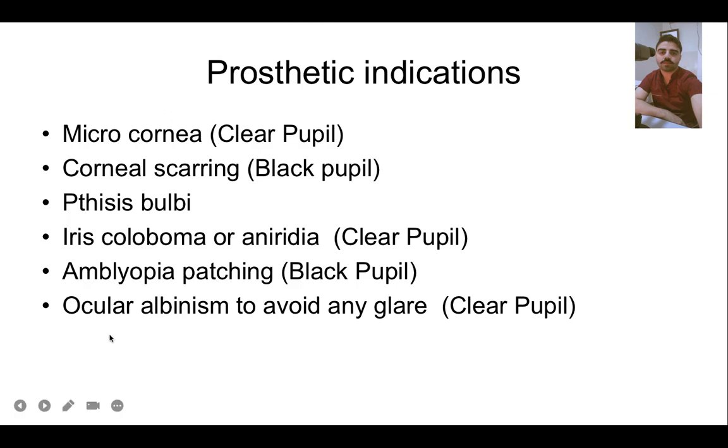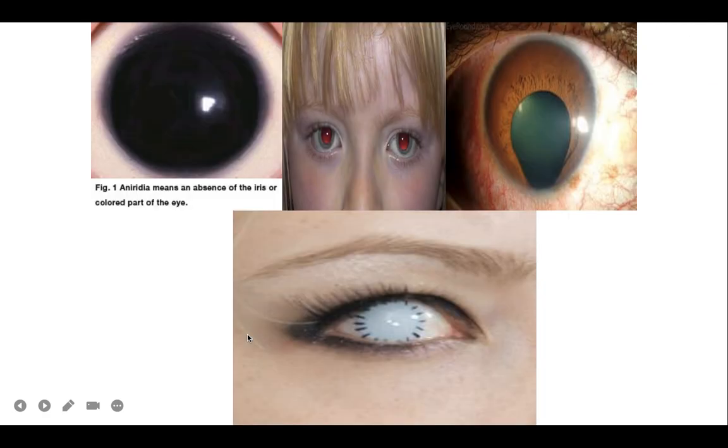So moving on, we have ocular albinism. Once again, this is a light colored eye, containing less pigment, and this will also create a glare or a photophobia when the patient is in the sunlight. So in order to improve the photophobia and glare, we can fit an albino patient with a clear pupil prosthetic lens in order to control his photophobia or to provide a better vision.